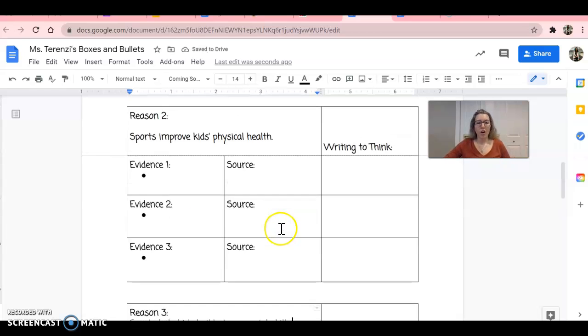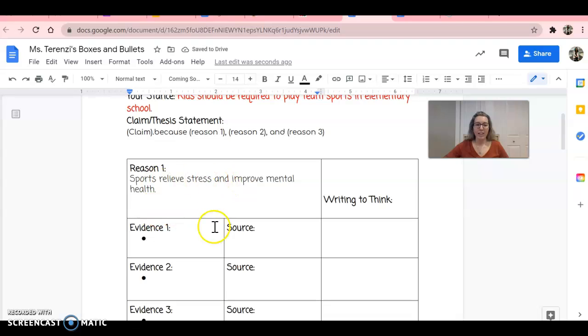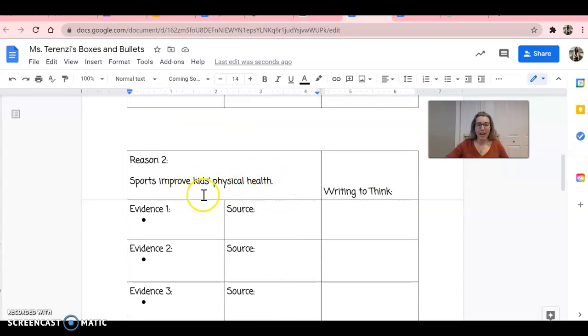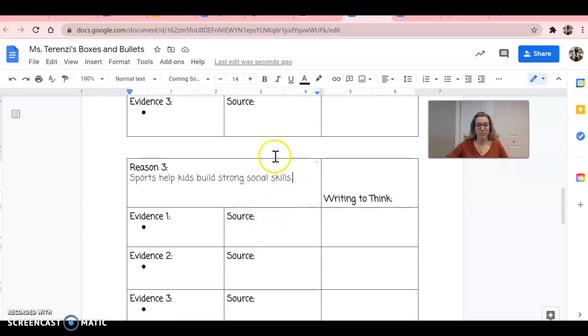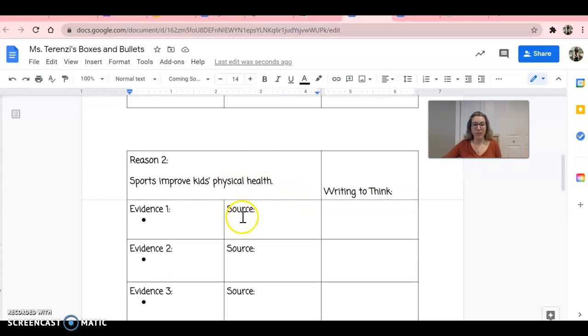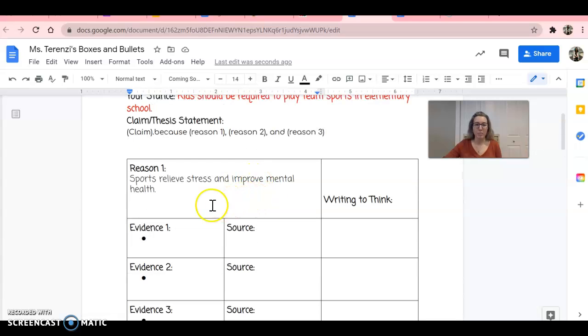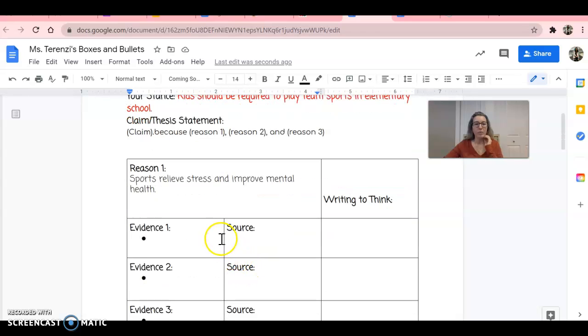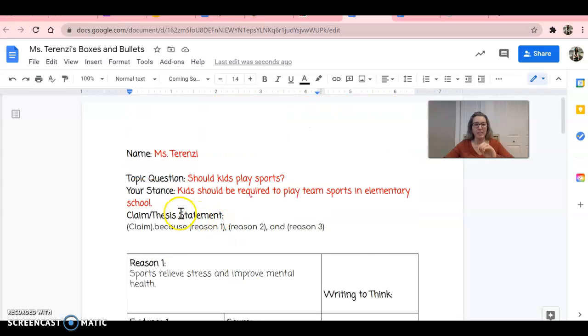So these are all 3 reasons that I know I can find lots of research on because they have been on multiple different sources, and they are topics that can be researched. So I can research about physical health. I can research about how teamwork and interacting with other kids helps to build social skills. And these are all things that are very important to people. So I know that it's going to be pretty convincing, right? So now I have my claim and my 3 reasons.